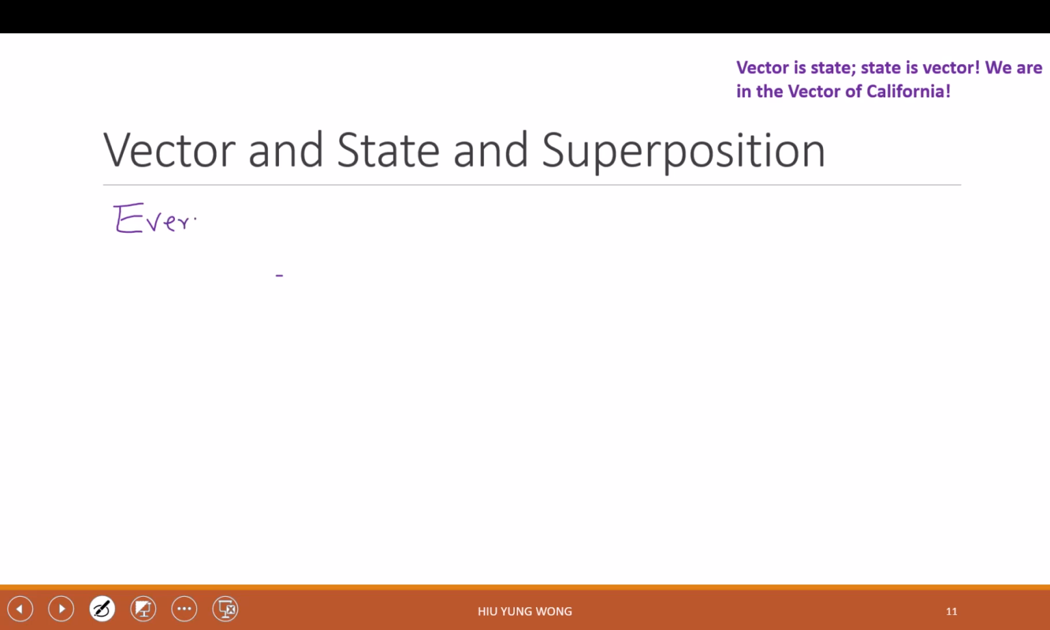every state, okay, every physical state of a physical system is a vector. Do not underestimate the importance of this. For example, I'm running at 1 meter per second, cannot be so fast, 1 meter per second. That is my physical state. And that is a vector, okay?